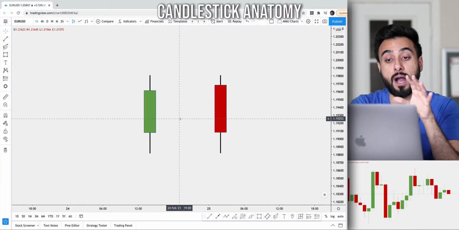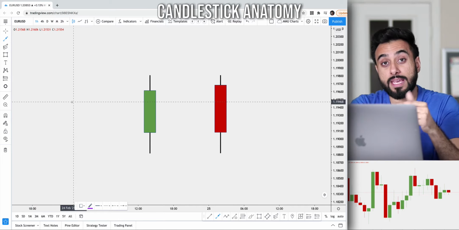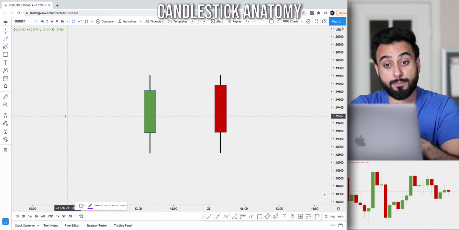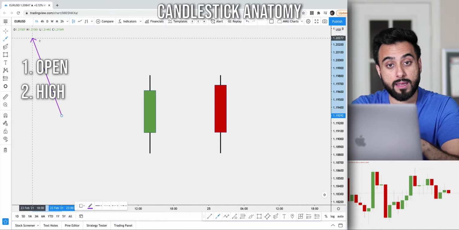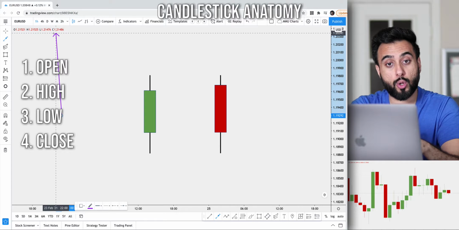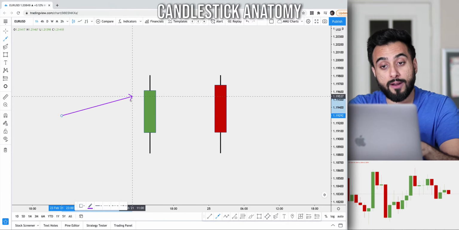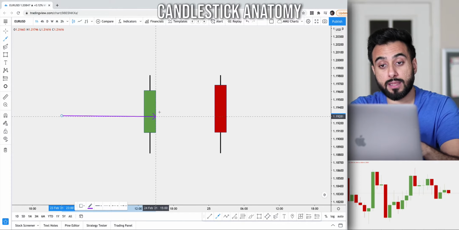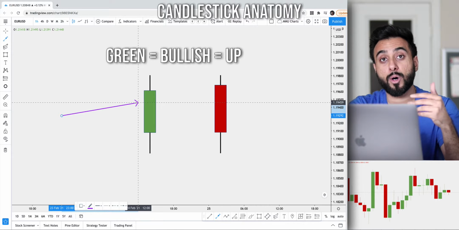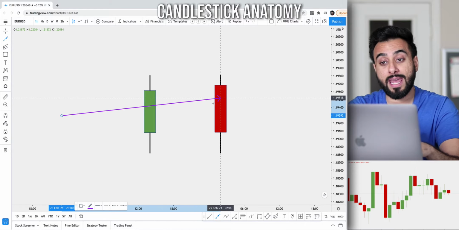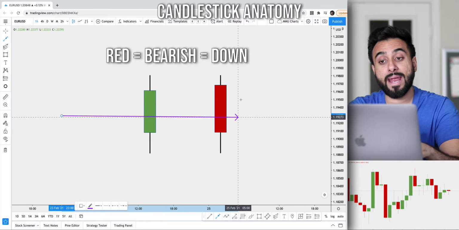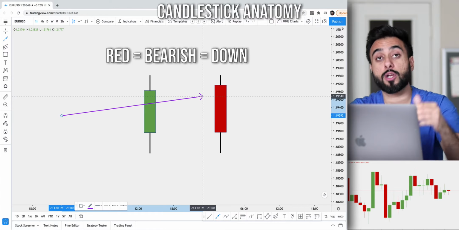Now, here are the components that I want you to pay attention to. Each candle has four very important points that we need to be aware of. These points are what's called the open, the high, the low, and the close, which is why you see these four numbers right here. Whenever you're looking at a green candlestick, these are always what's called bullish candles. Bullish, meaning they're going in the up direction. And every time you see a red candle, these are what's called bearish candles. Bearish, or in other words, going in the down direction.